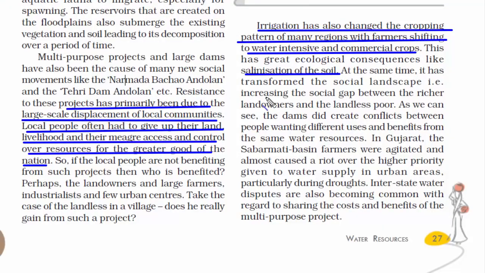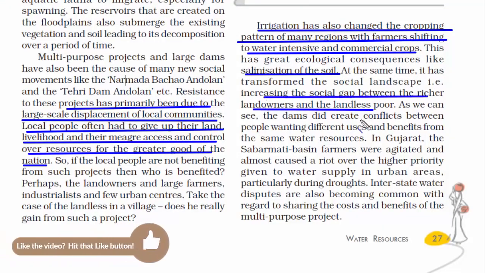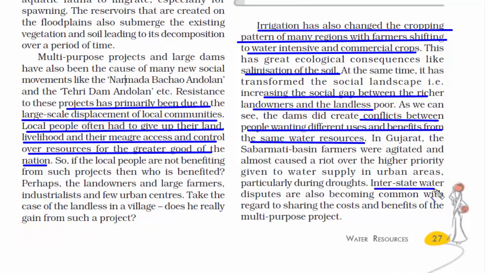So if you notice, this multi-million-dollar dam did create conflict between people, because there are people who wanted to use it in a different way, and then there are people who wanted to use it in a beneficial way. And sometimes due to dams there is an interstate dispute when it comes to sharing of water, because dams are meant to block the river, and when you block the river, the water doesn't reach the other end, and there will be a dispute, right? So remember these points, they are very good for writing essays and answers in exams.